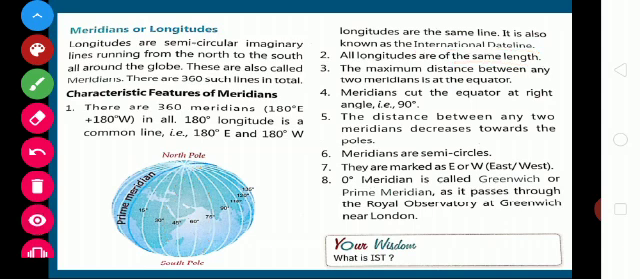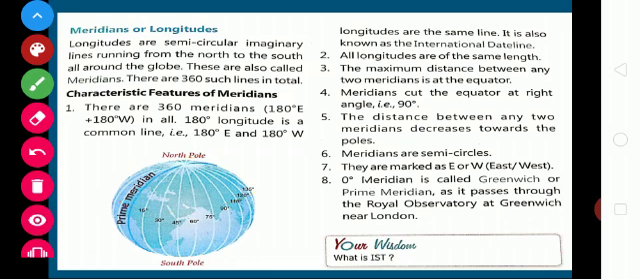The maximum distance between any two meridians is at the equator. Meridians cut the equator at right angle, that is 90 degree. Equator divides our earth into two equal parts. The distance between any two meridians decreases towards the pole, the North Pole and South Pole. See, while joining the lines, the distance was decreasing.